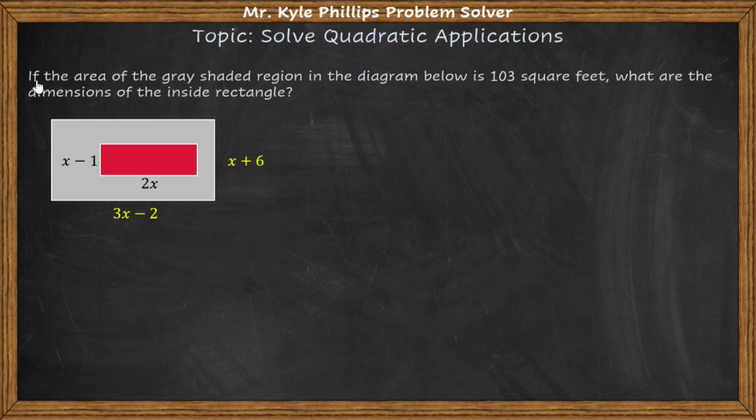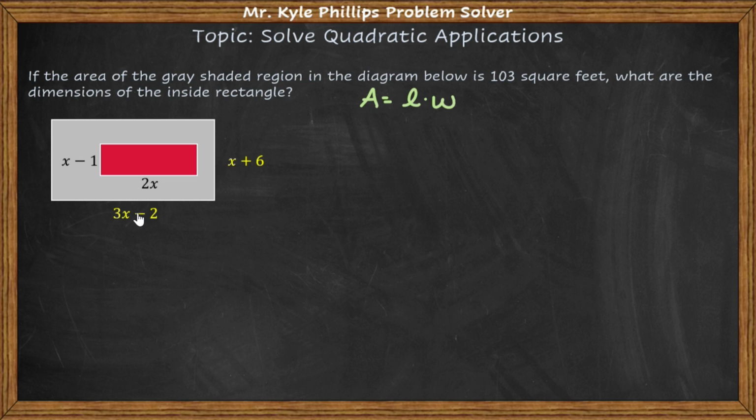Hey everybody. So here in this problem they say if the area of the gray shaded region in the diagram below is 103 square feet, what are the dimensions of the inside rectangle? Okay, so we're dealing with area, so we know that area is the length times the width, but they tell us that the area of this gray shaded region is 103 square feet.